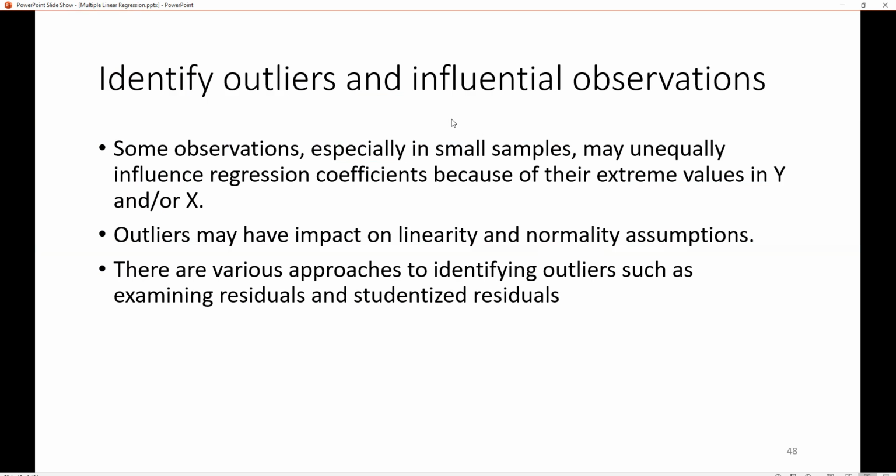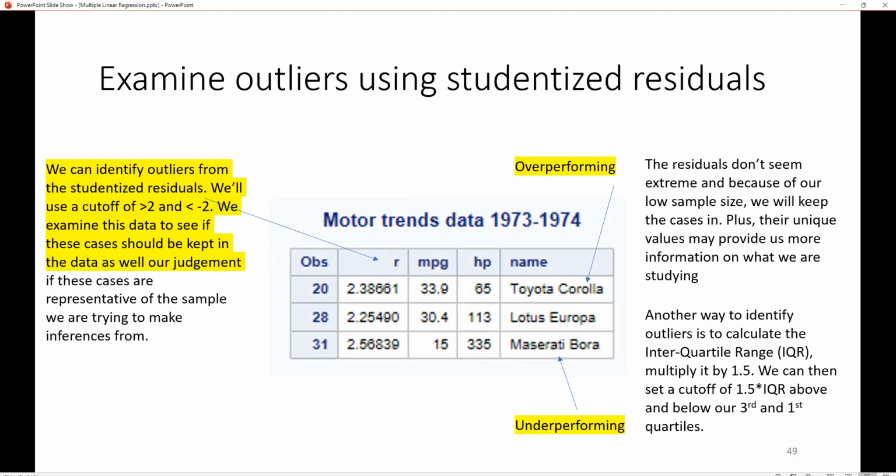We can identify outliers and influential observations. Some observations, especially in small samples, may unequally influence regression coefficients because of their extreme values in y and/or x. Outliers may have impact on linearity and normality assumptions. There are various approaches to identifying outliers, such as examining residuals and studentized residuals.